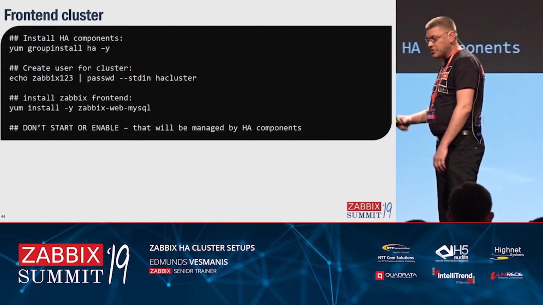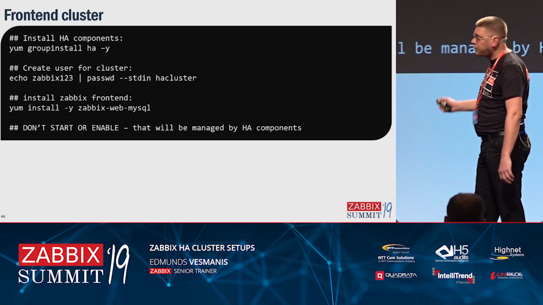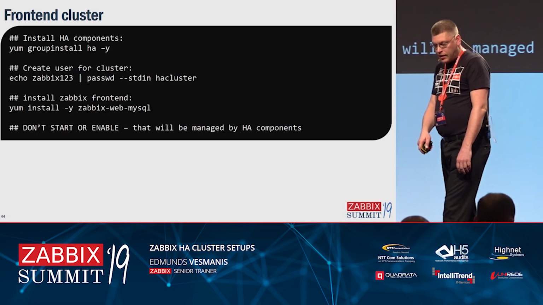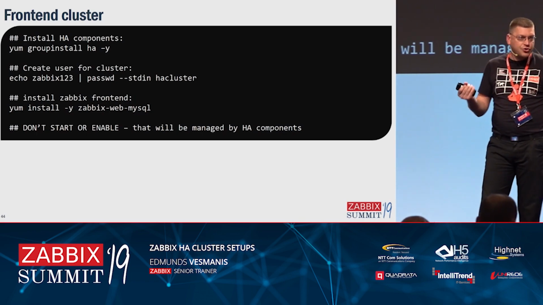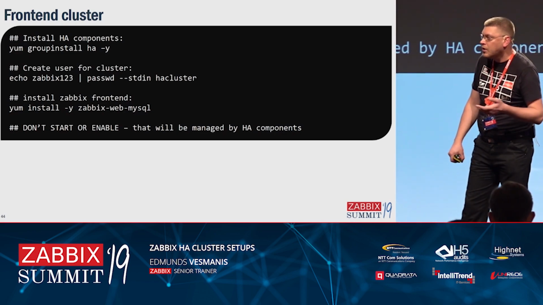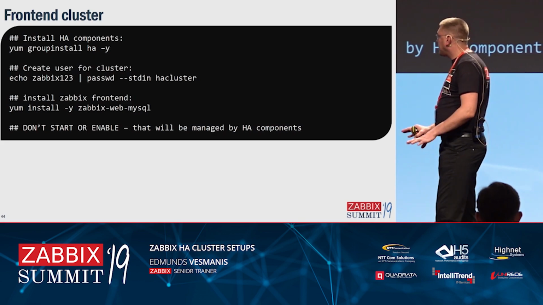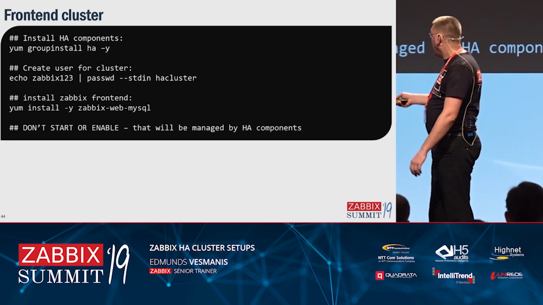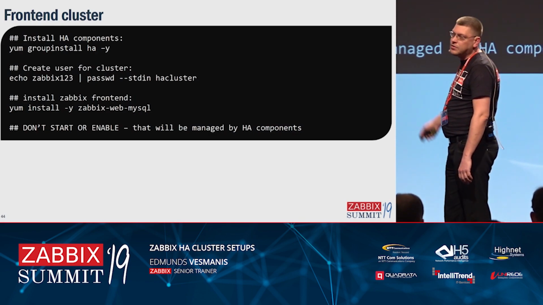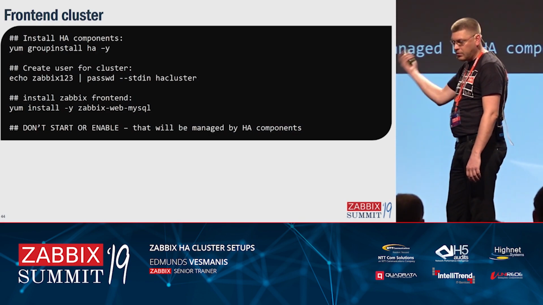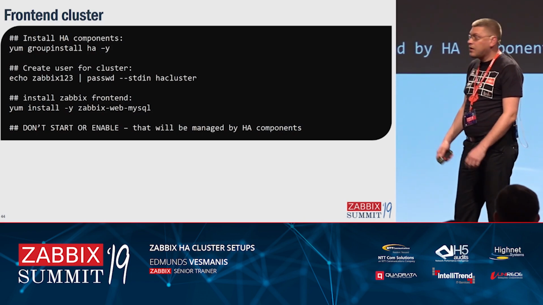Front-end cluster, similar setup. Again, HA components, we create a user, and we install only Zabbix web MySQL. You know that from the packages, it will deploy Apache with all needed dependencies. All that will be installed automatically, and we avoid starting it manually, and we don't enable it. Again, we will allow PCSD to take care of that.